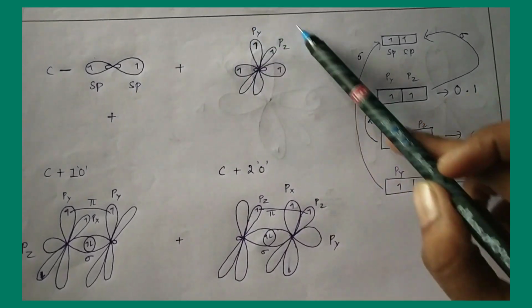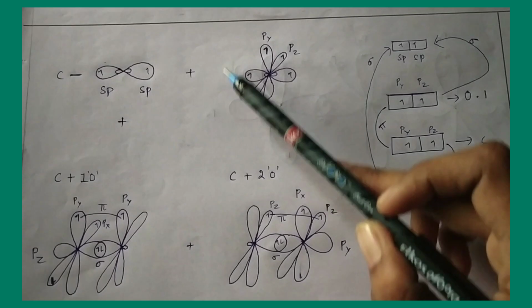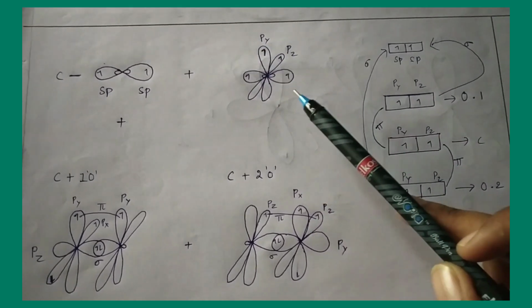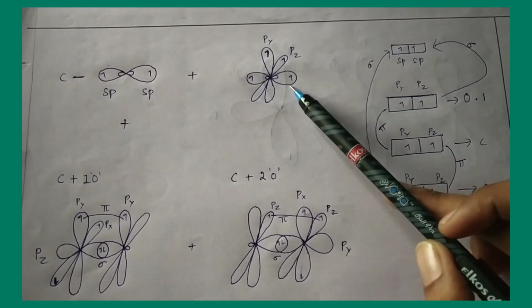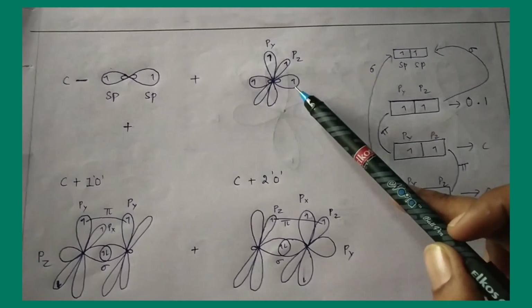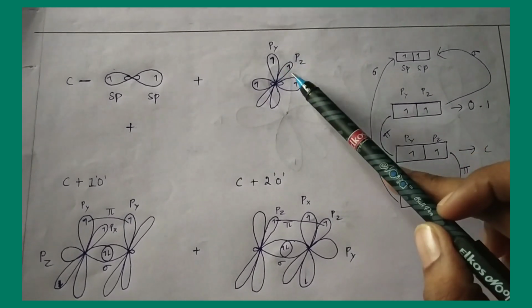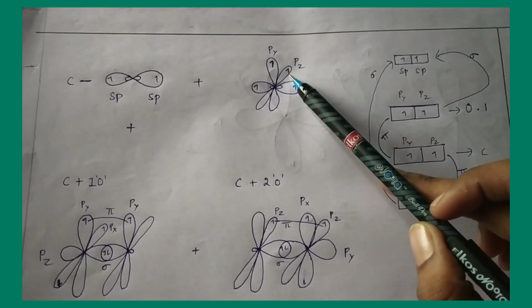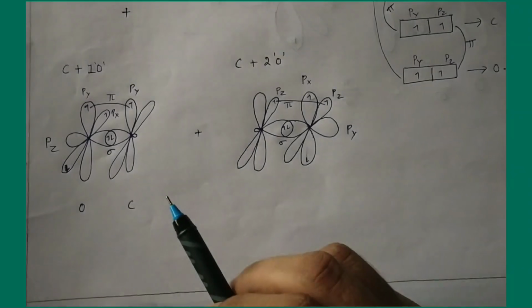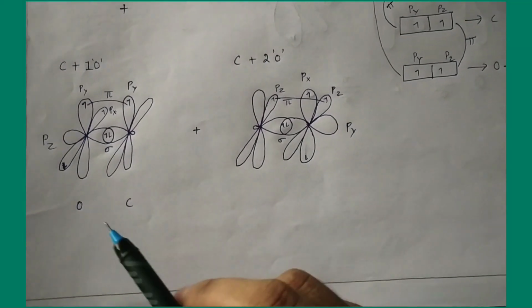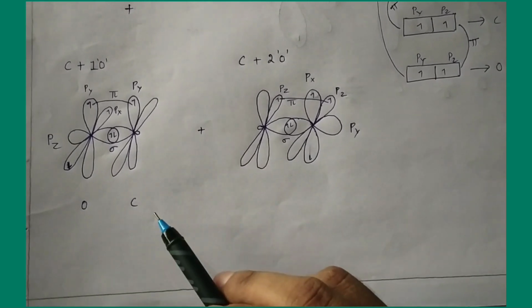So this is the actual orbital structure of the central atom carbon after hybridization. These are the two electrons of the new sp hybrid orbitals of carbon. These are the two electrons containing unhybridized orbitals of carbon. So that we can observe overlapping of adjacent atoms with the central atom carbon.